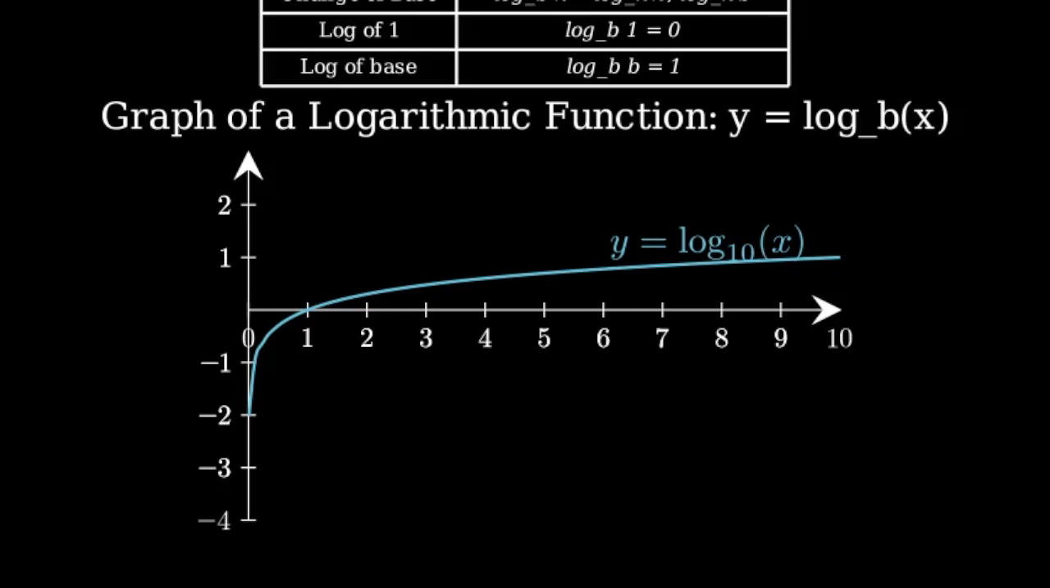It always passes through the point (1, 0), because log base b of 1 is 0. And there's a vertical asymptote at x equals 0, the y-axis. The graph gets closer and closer to the y-axis, but never touches it.